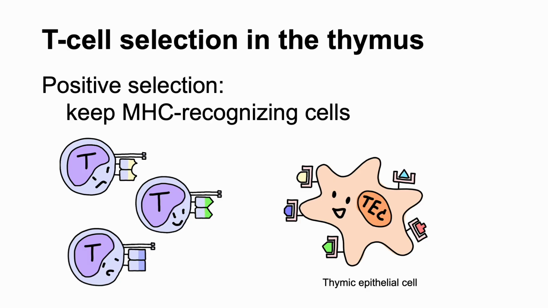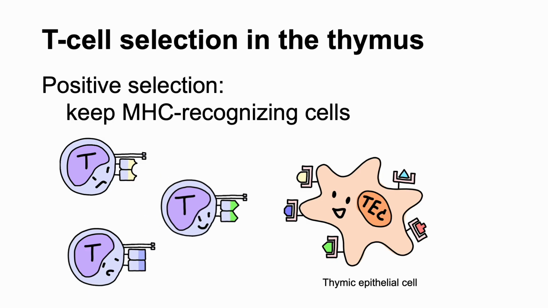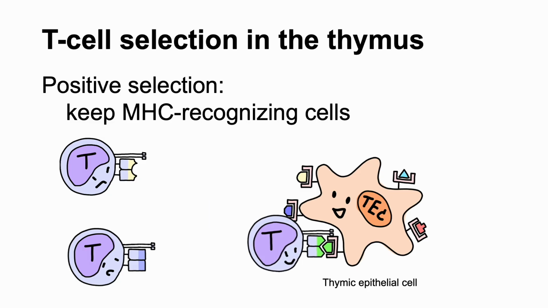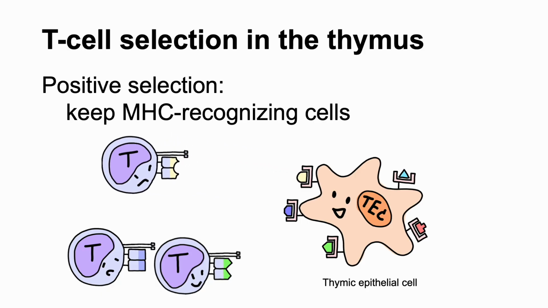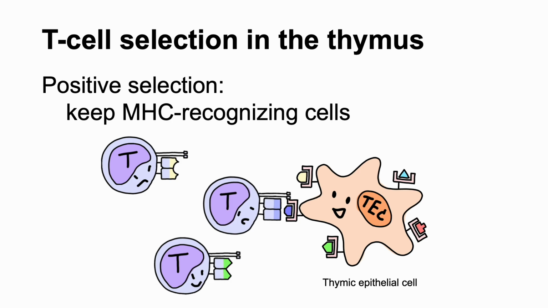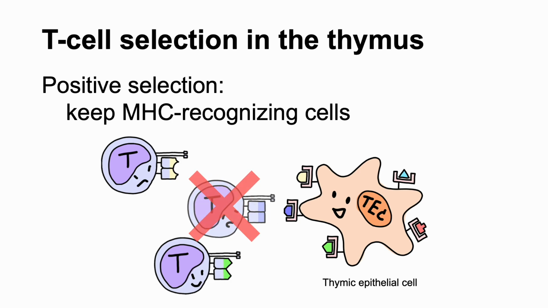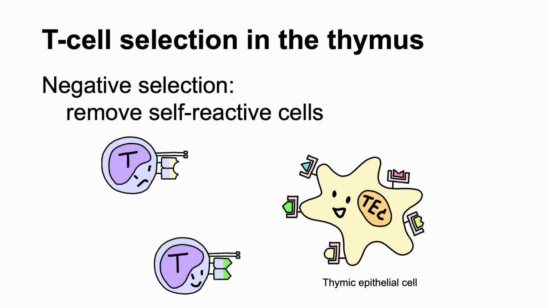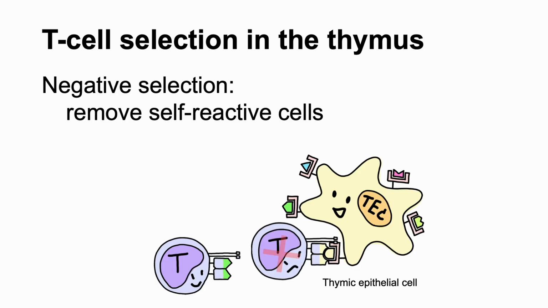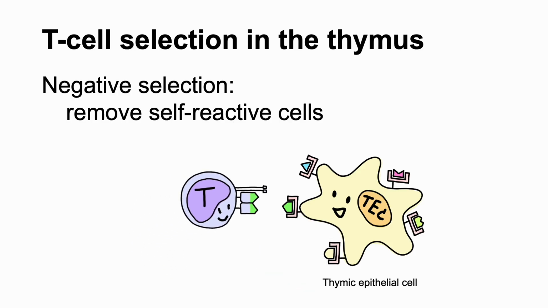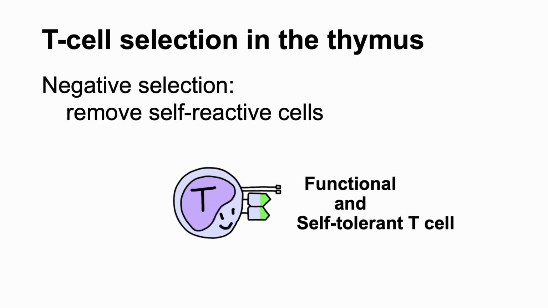T cell specificity is refined in the thymus through two selection steps, positive and negative selection. In positive selection, T cells are tested for their ability to recognize self-MHC. T cells binding self-MHC weakly are allowed to survive. In negative selection, T cells that react strongly to self-antigens are eliminated. These steps ensure that mature T cells are both functional and self-tolerant.